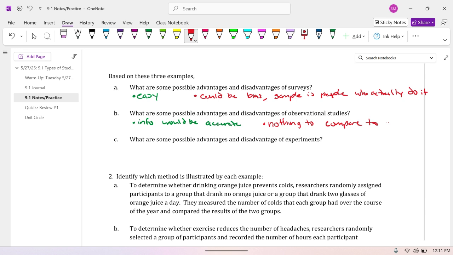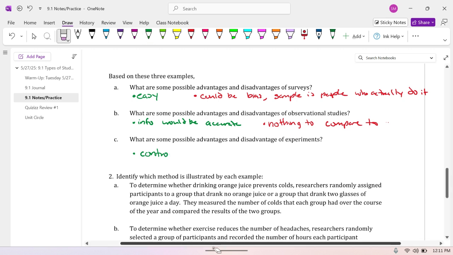All right. Now, experiments. What's some of the advantages and disadvantages? What's an advantage of doing an experiment? You have something to compare it to. Right. You can do a comparison. So, biggest thing is we have that control group to compare. So we can actually see the cause and effect.